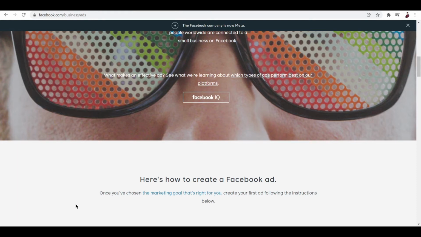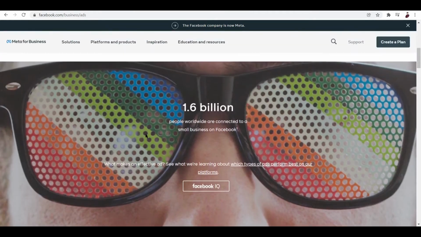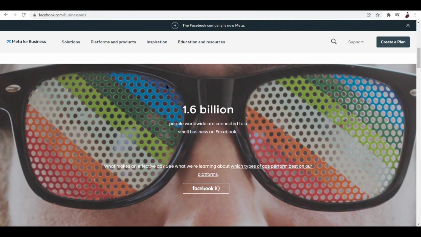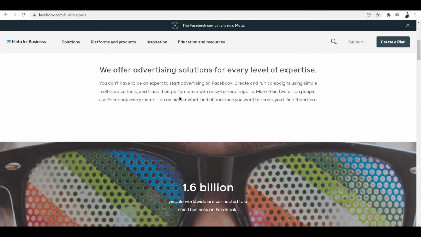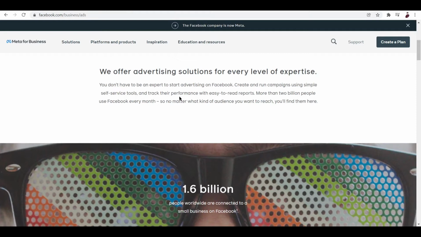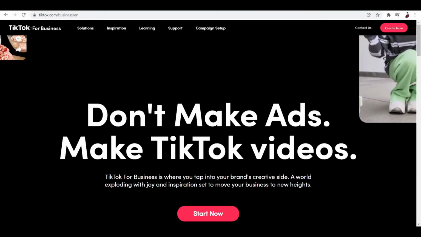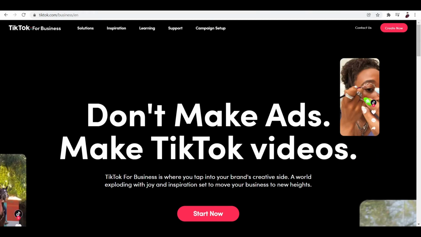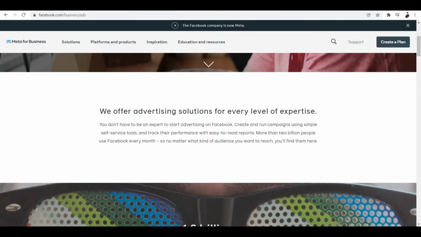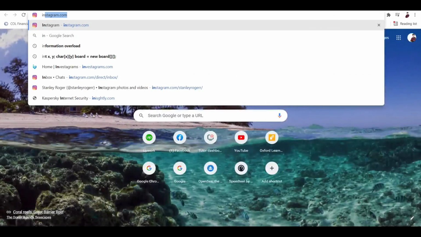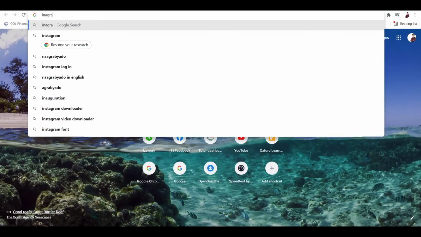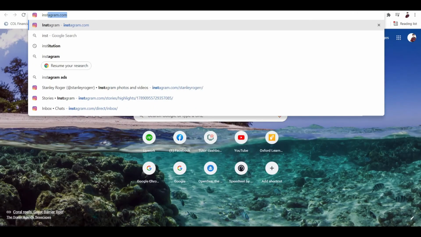It's really different because most of the users here can be divided based on the generations. I'm talking about TikTok is for teens. Facebook is a lot more for adults. Instagram ads, which I almost forgot, guys. I'm also going to show you Instagram ads because Instagram ads come side by side with Facebook ads.